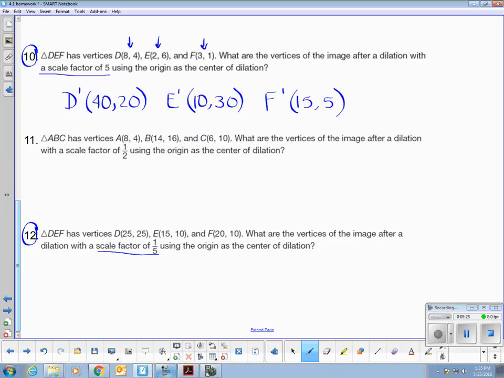Scale factor is 1/5. So I'm going to take each of my vertices, D, E, and F, and I'm going to multiply by 1/5, or take 1/5 of each value. 1/5 of 25 is 5. 1/5 of 15 is 3. 1/5 of 10 is 2. 1/5 of 20 is 4. And 1/5 of 10, again, is 2.